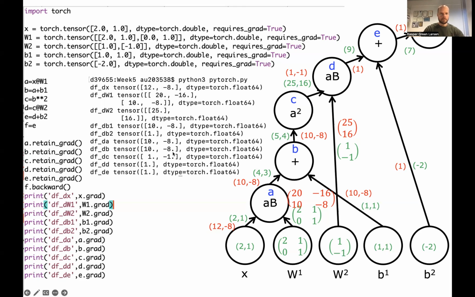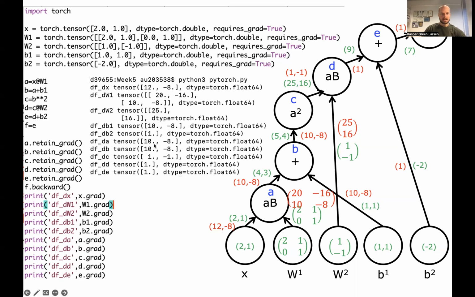So if you run this, it actually does all the stuff that we did up here. So we can try to see. The partial derivative of f with respect to x, it says it's 12, minus 8. This is also what we computed down here. The partial derivative of f with respect to w1 is the matrix 20, minus 16, 10, minus 8. This is what we had down here. With respect to w2 it's 25, 16. That's what we have over here. With respect to b1, it's 10, minus 8. That's what we have over here. With respect to b2, it's just 1. That's what we had there.